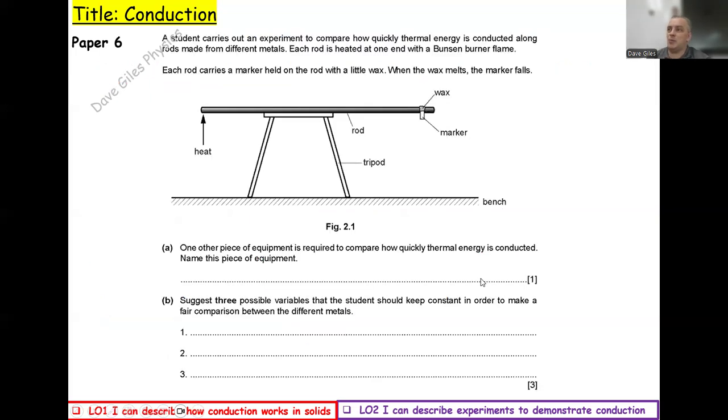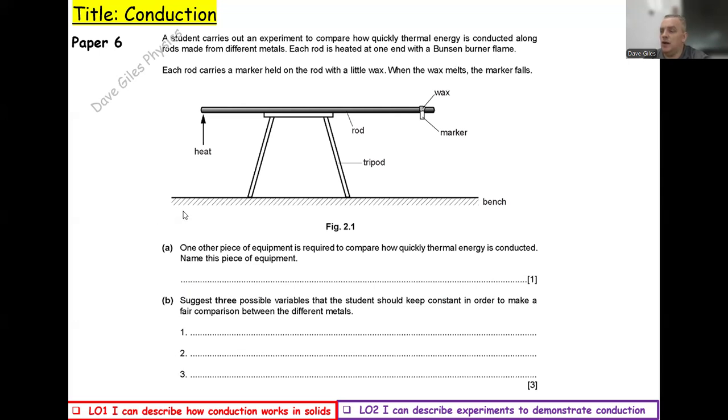And here is a past paper 6 question, a practical based question. I'll give you a minute to read it, then we'll talk through it. Okay, so a metal is heated. Here we've got a rod and we've got some wax on the end with a marker on the end here. One other piece of equipment is required to compare how quickly thermal energy is conducted along the rod. You're going to need some sort of timer or a stopwatch. And suggest three possible variables that a student should keep constant in order to make a fair comparison between the different materials.